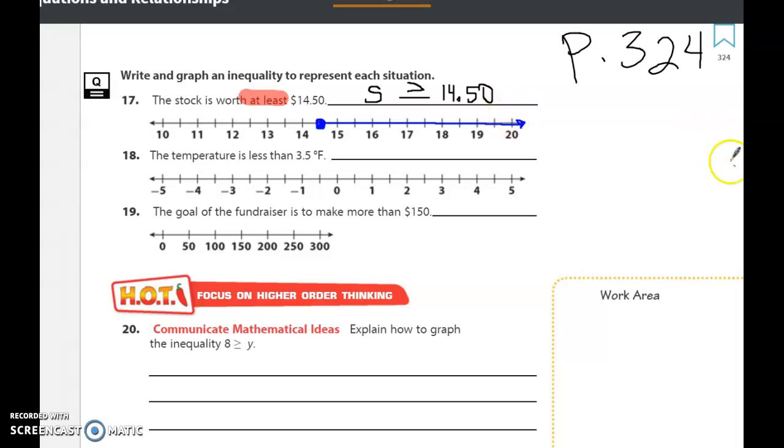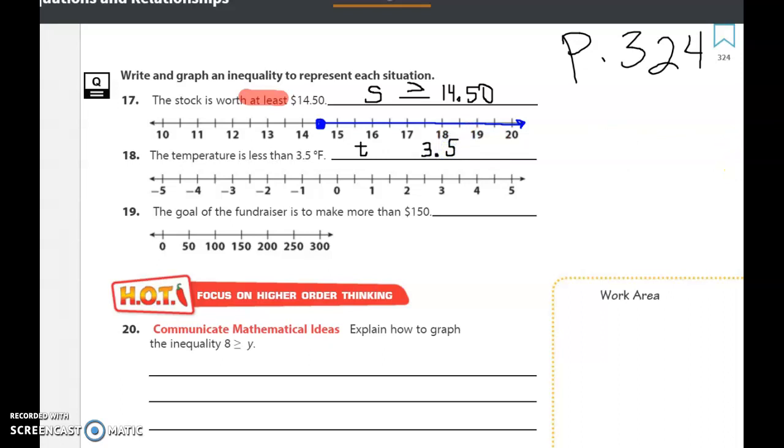Let's look at number 18. The temperature is less than 3.5 degrees Fahrenheit. Again, we're going to write an inequality. So we have a variable. I'm going to pick T for temperature. And I know it's related somehow to the number 3 5/10, or 3.5.